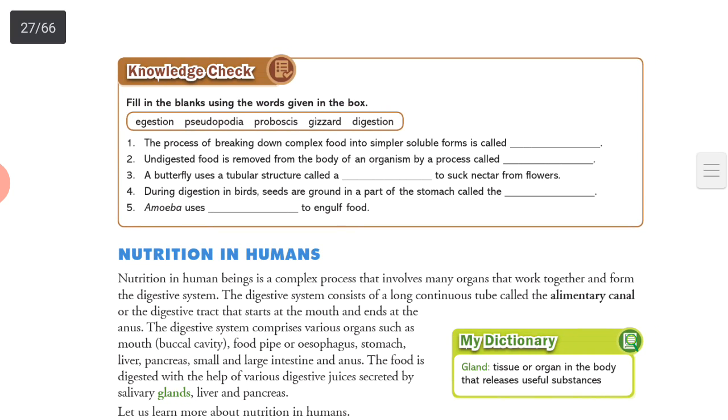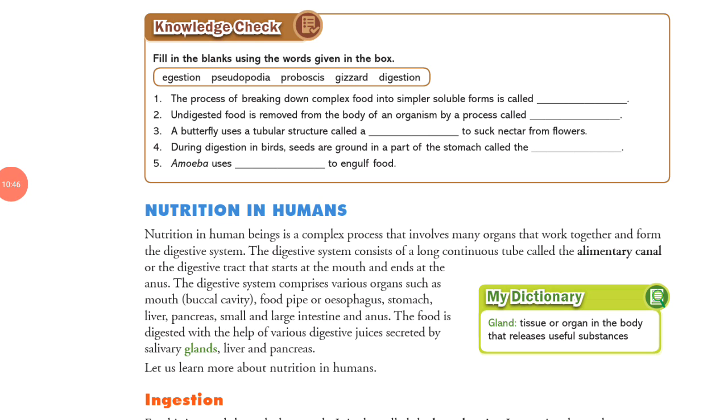Yes dear students, now we will check what we learned by the knowledge check, and we will fill in the blanks with the given options: egestion, pseudopodia, proboscis, gizzard, as well as digestion. Let's start it. The process of breaking down complex food into simple soluble form is called, it will be digestion. First fill in the blank will be digestion.